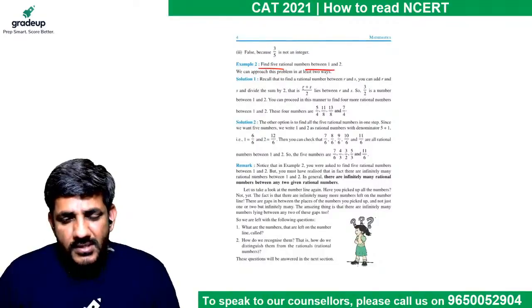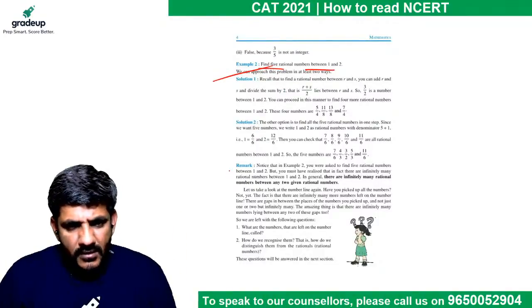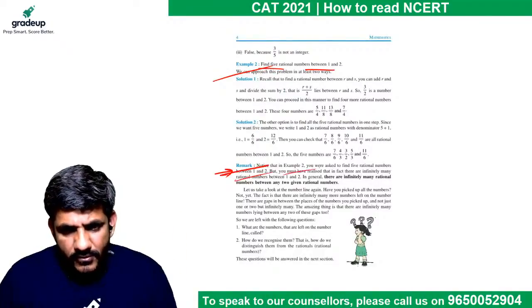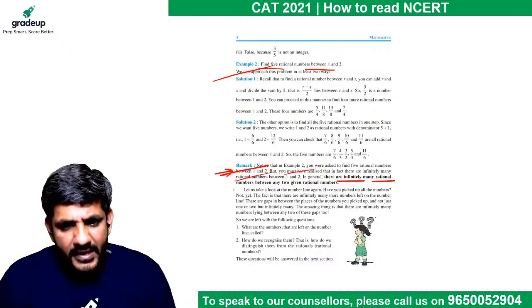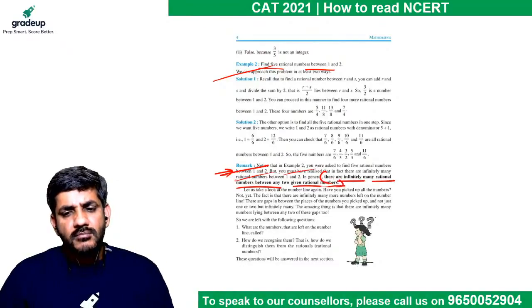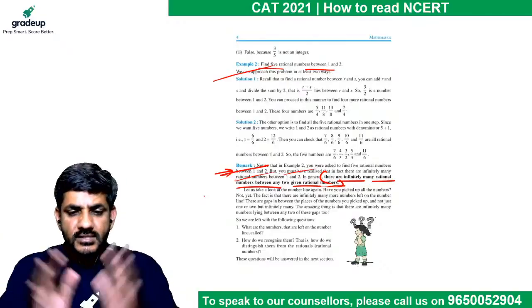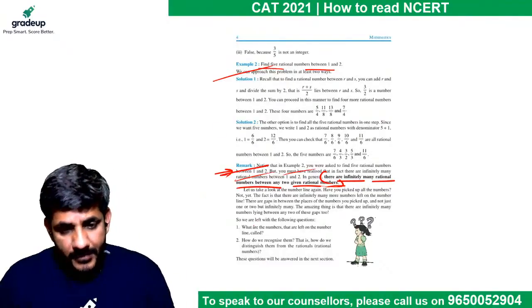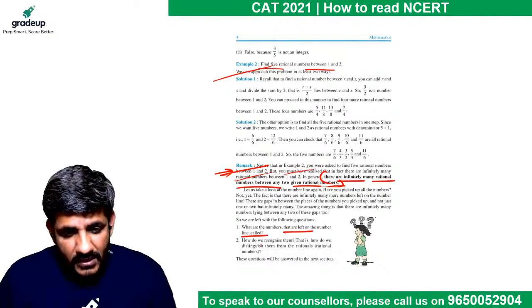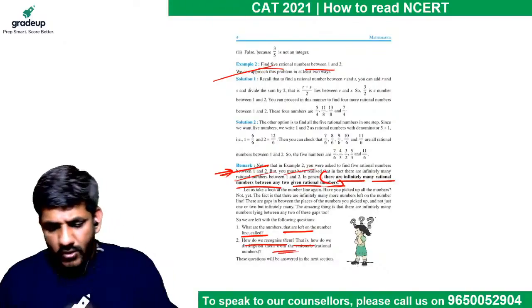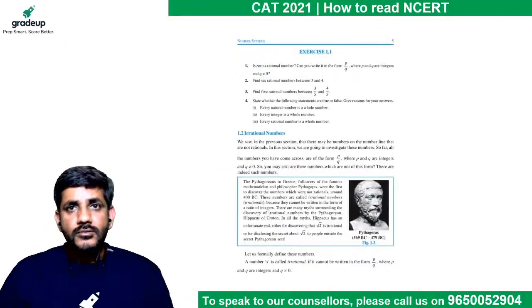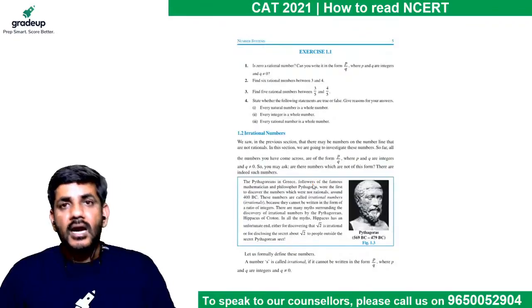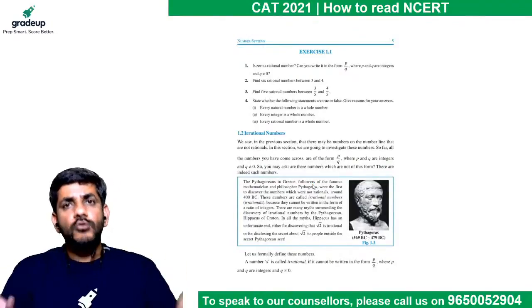Okay, next. 5 rational numbers between 1 and 2 is not of my use. There are infinitely many rational numbers between any two given numbers. I can make a note of this. This is another thing that I have learned. What are the numbers that are left on the number line? How do we recognize them? I left this one. So we have read the theory in I think 10 to 15 minutes. This is how you do it.